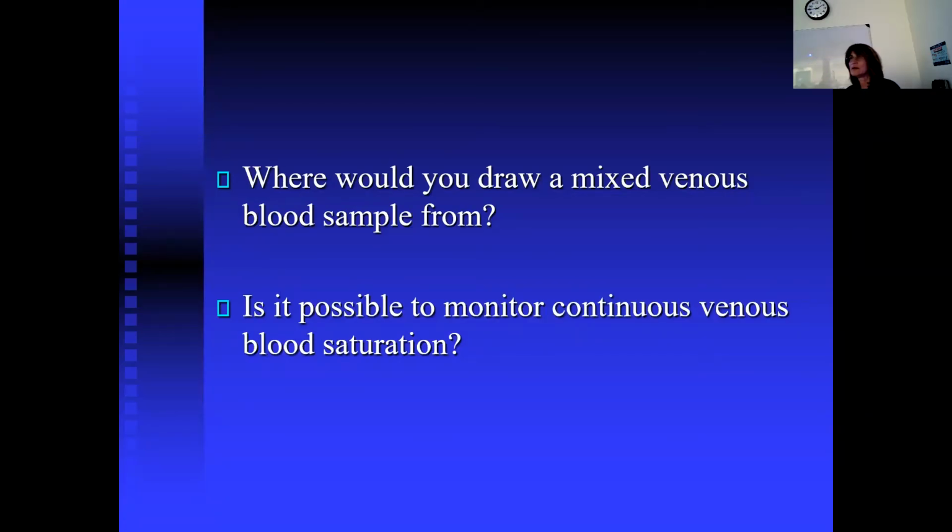That's what I was gonna say, just the right atrium. There's no way to draw it from the right atrium. Yes, there is, and it would be the Swan-Ganz catheter, or if they have a CVP line in. But not a true mixed venous gas. So if there's any shunting going on in the heart, it would make a difference between right atrium and pulmonary artery.